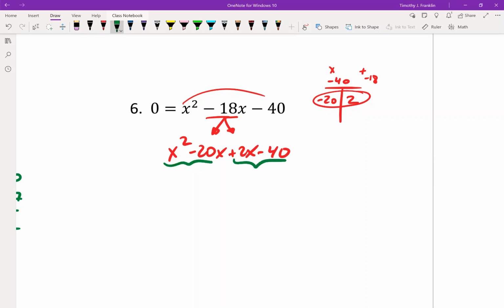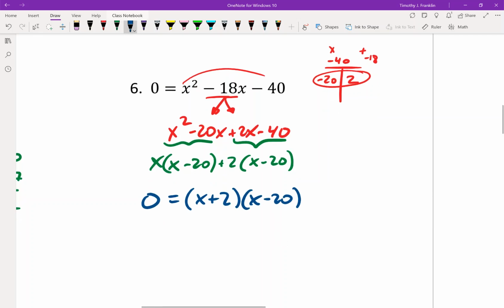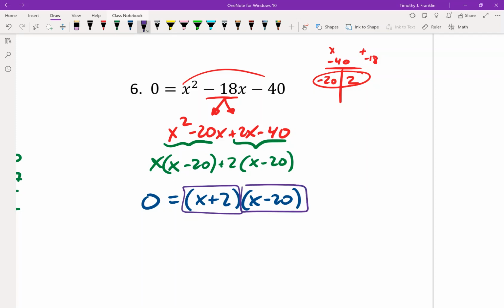Factor by grouping now. So x times x minus 20 and 2 times x minus 20. And so we get x plus 2 and x minus 20 equals 0. Now, if you can factor a little faster than that, if you don't need to write down all these different steps, that is completely fine. Just really elaborating here for the notes. So once you get that factored, again, set each factor here equal to 0 and solve them.